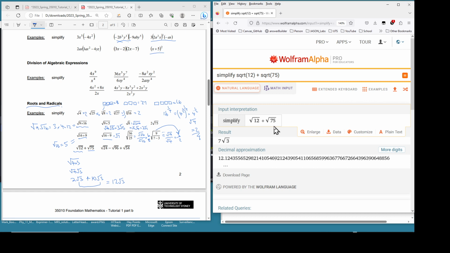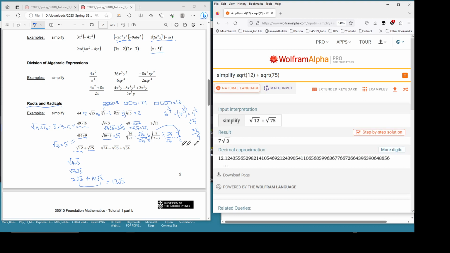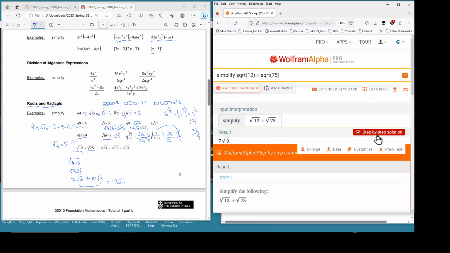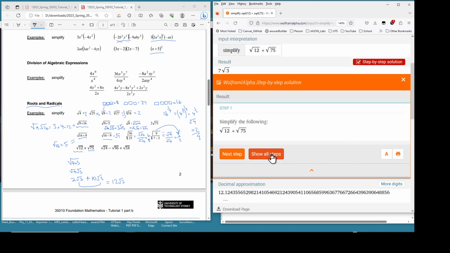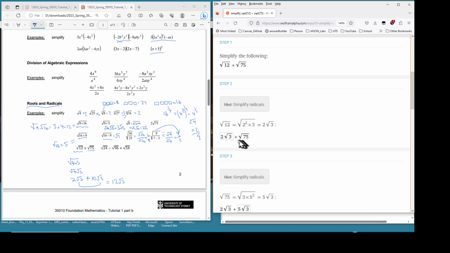So I've got root 12 and root 75, and that's good. I'm glad that's happened because it means I've got to check what I did, and maybe I made a mistake in the 75. Let's have a look. Let's see where I made a mistake. So 2 root 3 for my 12, that's good.